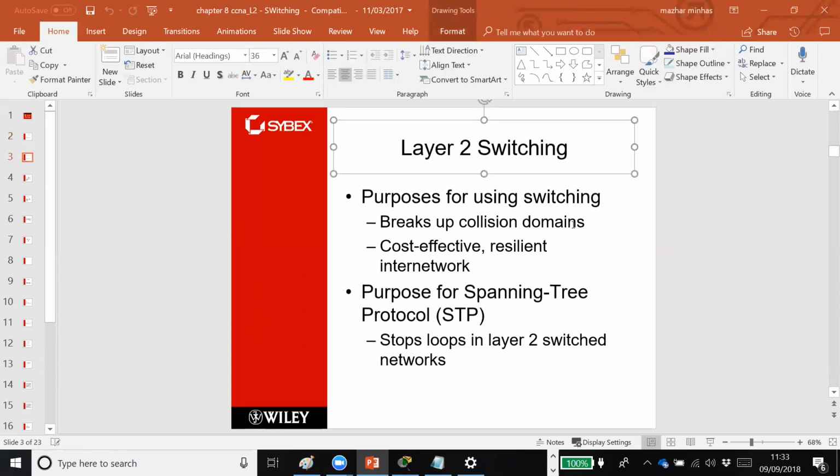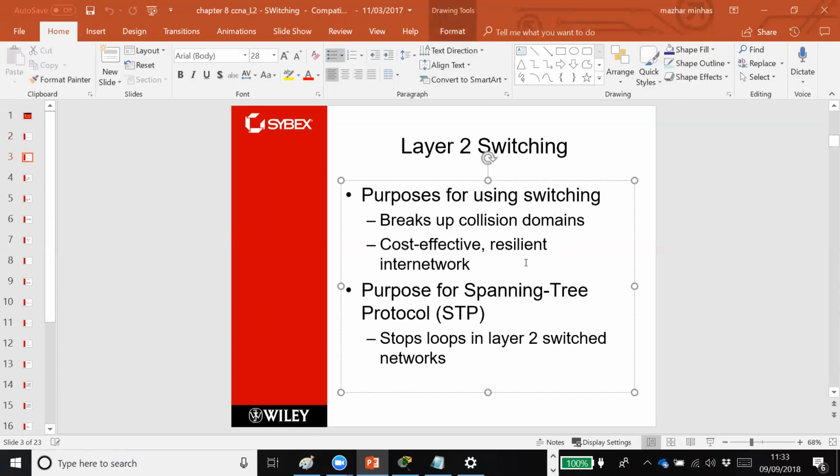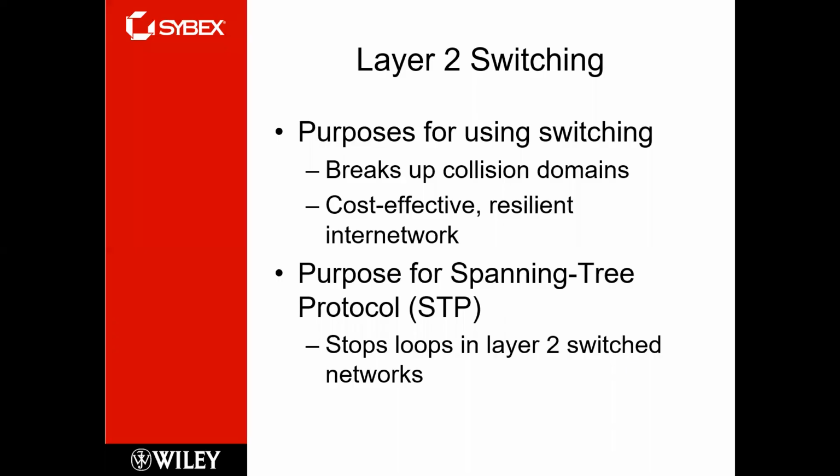So layer 2 switching. Number one, what is the purpose of layer 2 switching? Break up the collision domain. So the purpose of using the switching is to break up the collision domain. You got this point? How can we break up the collision domain?